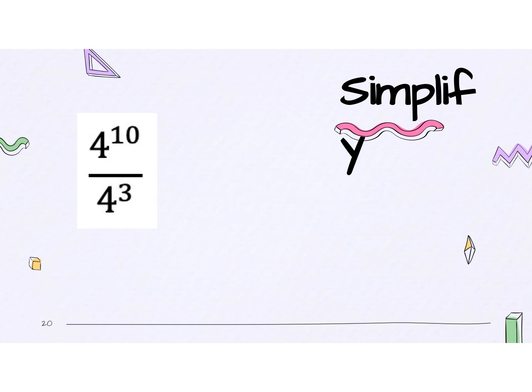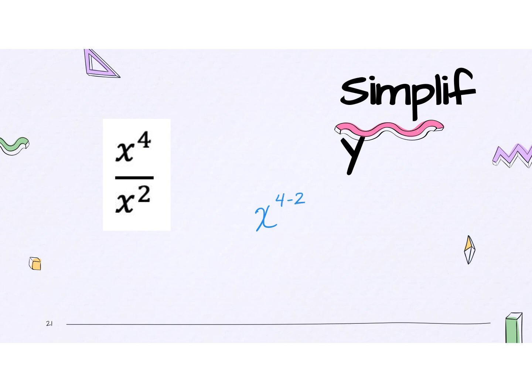Let's do it again. Like bases, subtract your exponents. 4 to the power of 7. That's your answer. Let's do it again. Like bases, subtract your exponents.